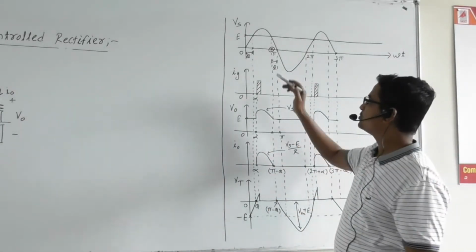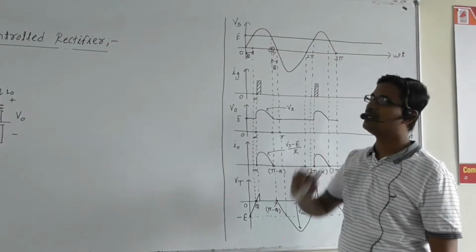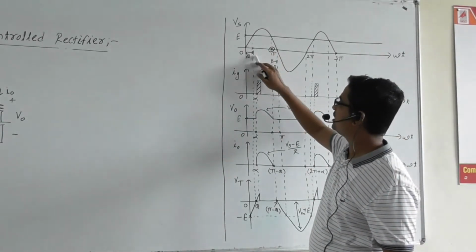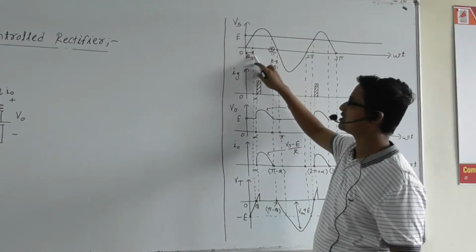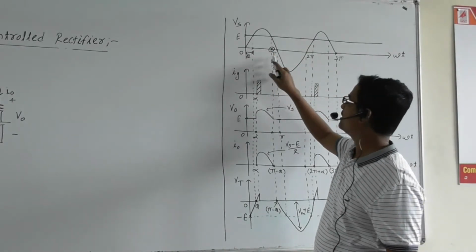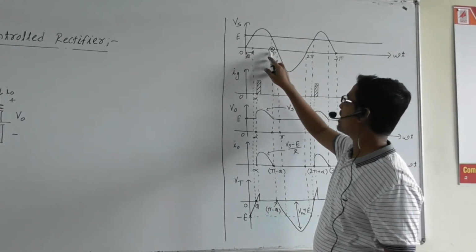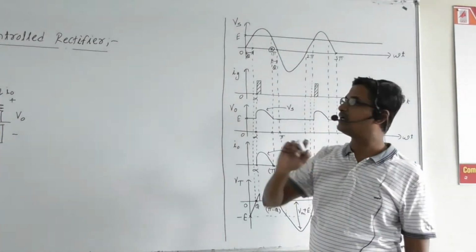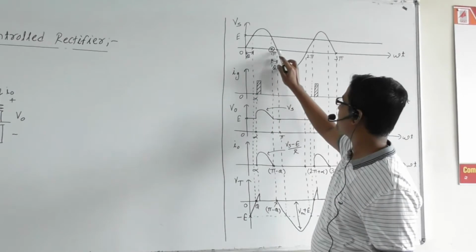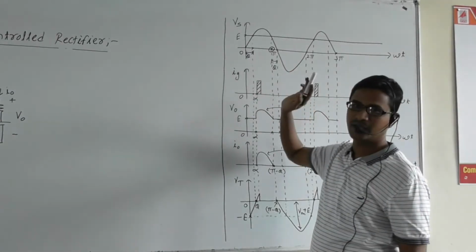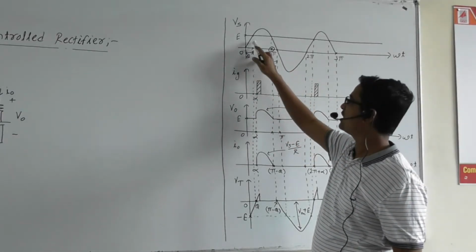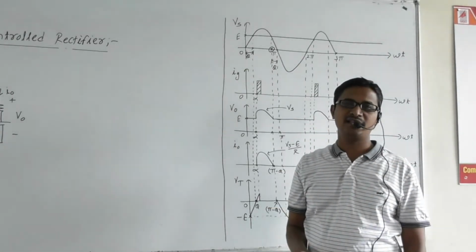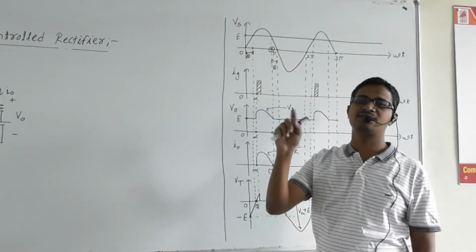Now, if you check the VS and E waveforms, at omega t equal to theta, VS and E are both the same. Next, at omega t equal to pi minus theta, VS and E are again the same. If this angle is theta, definitely this angle is also theta. So at omega t equal to theta and omega t equal to pi minus theta, VS and E will be the same.